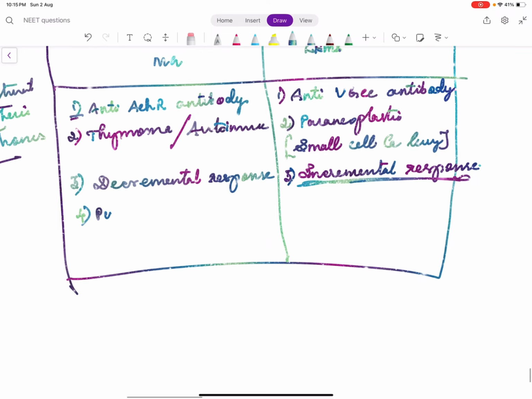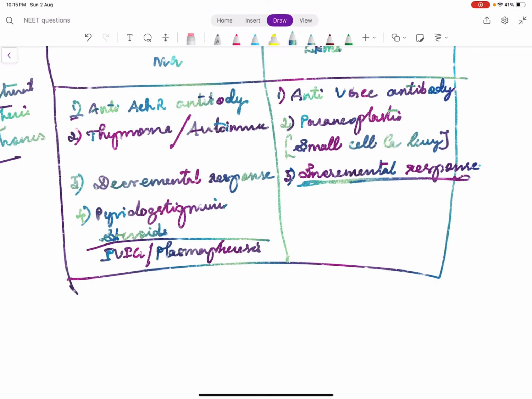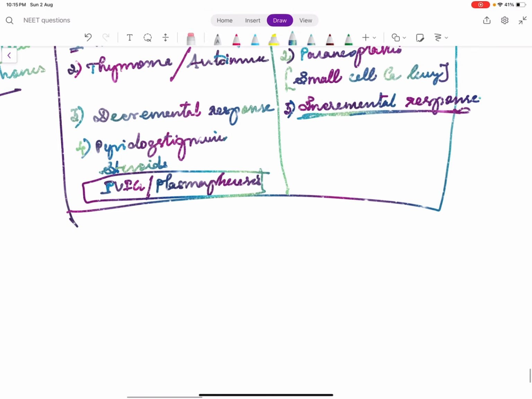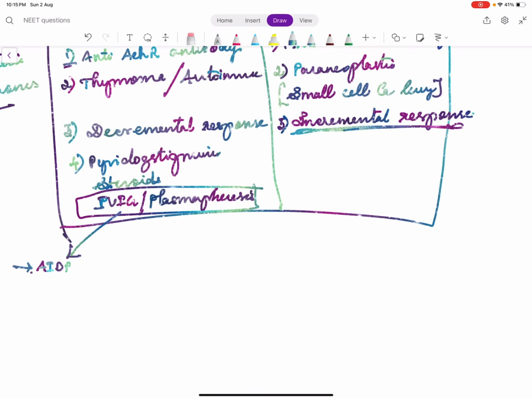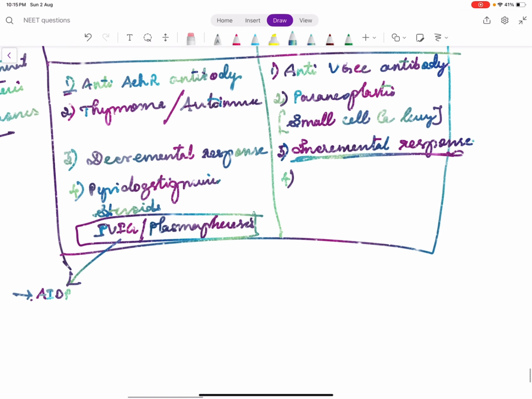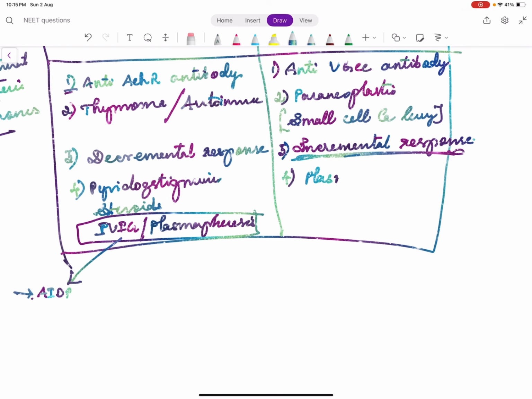How will you treat here? Pyridostigmine initially. Since this is an autoimmune disease, we can use steroids. And in an emergency, we have to give high dose steroids and we can give IVIG or plasmapheresis. Remember, IVIG or plasmapheresis can be done in any condition where autoimmunity or immunoglobulins are high. So IVIG is the treatment of choice for AIDP, right? So it is also the treatment of choice for myasthenic crisis. What about LEMS? Here again we are going to do plasmapheresis because we have to remove the excess VGCC antibodies.